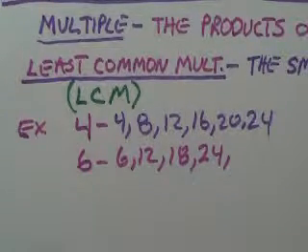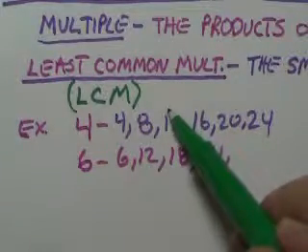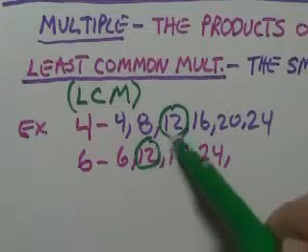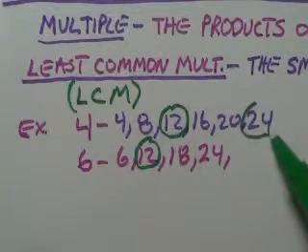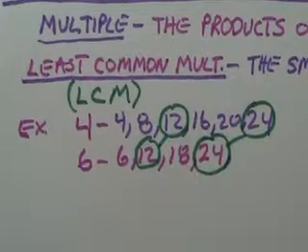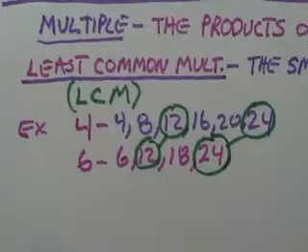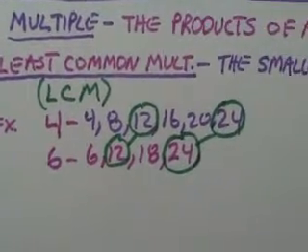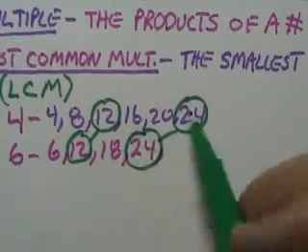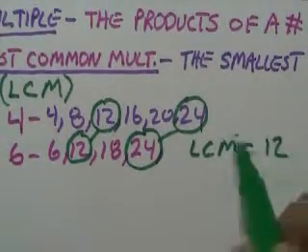Okay, notice what they have in common. They have two numbers in common. They have 12, and they also have 24. These are the multiples they have in common. But which one is the least common out of those? The least common multiple is 12. 12 is the smallest out of that. So the least common multiple is 12.